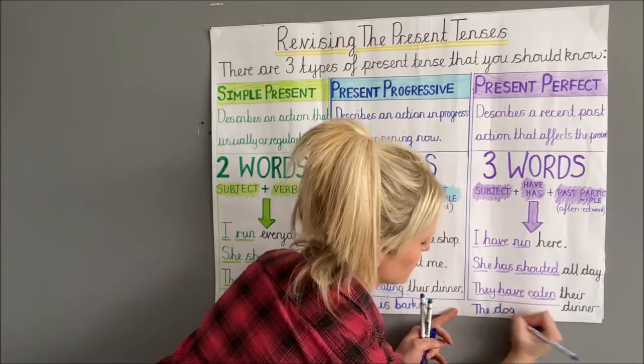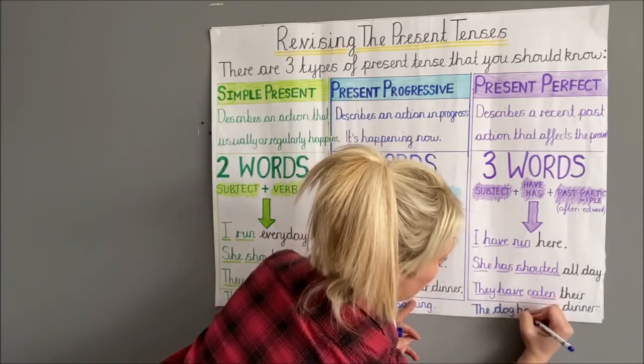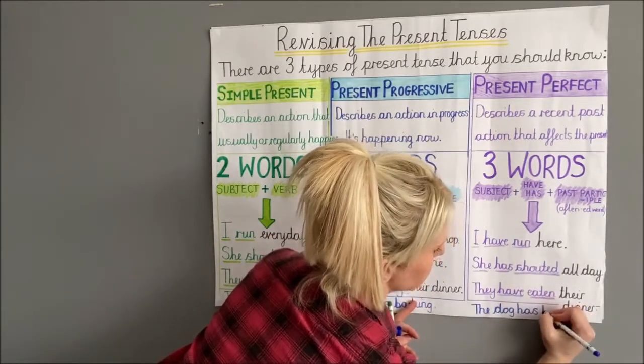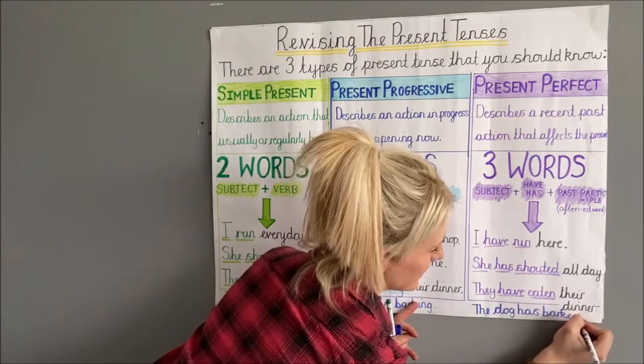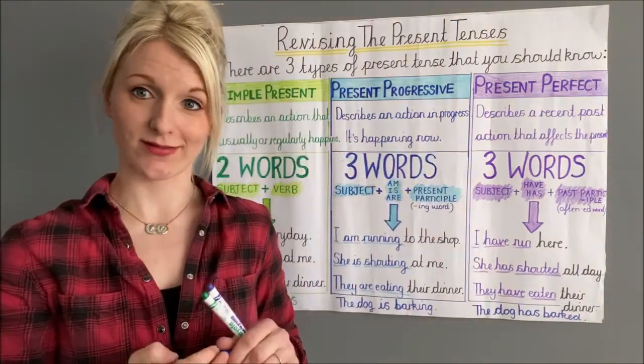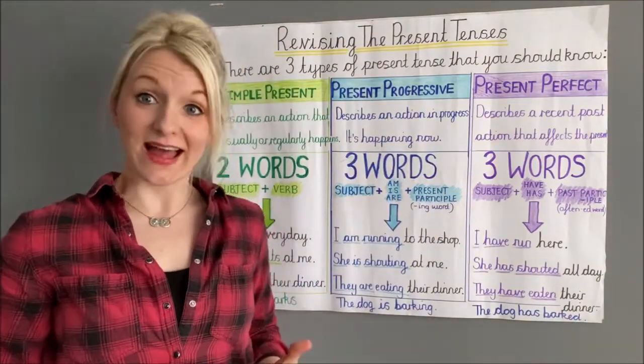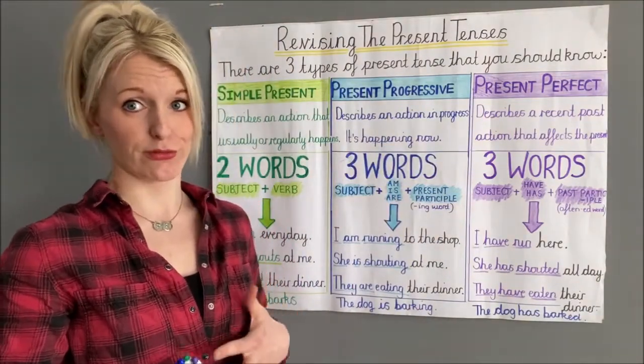What has the dog done today? The dog has barked. And it's a nice one where it will end in an ED for us there. Okay, hopefully that's a nice quick recap for you of the 3 different tenses.